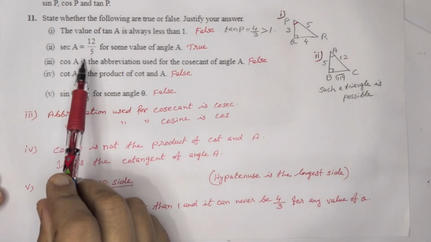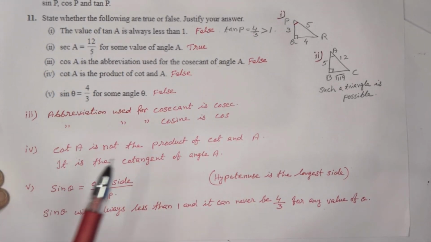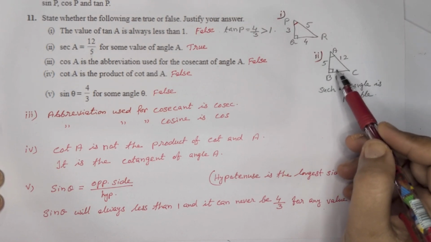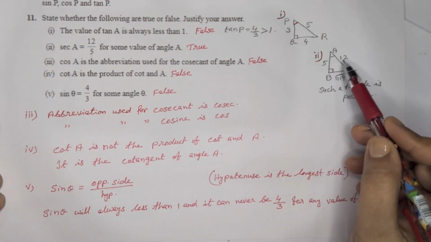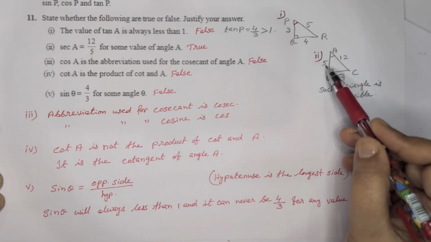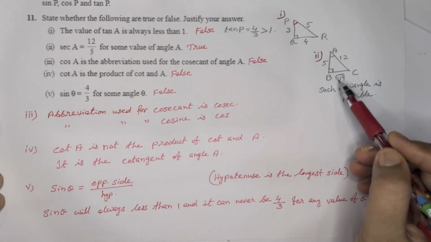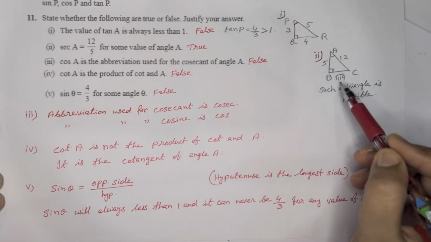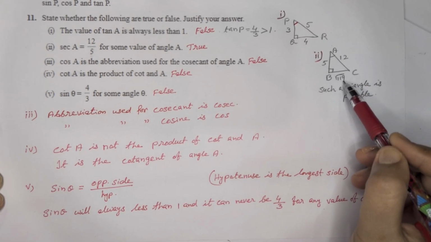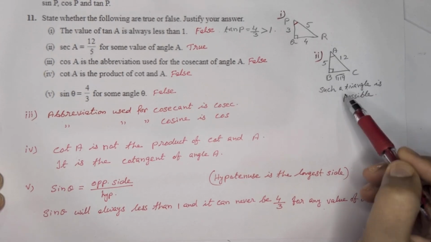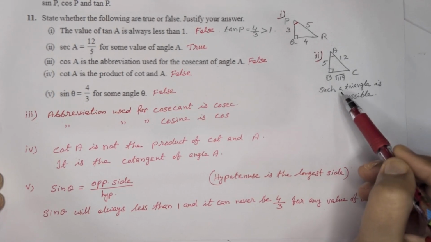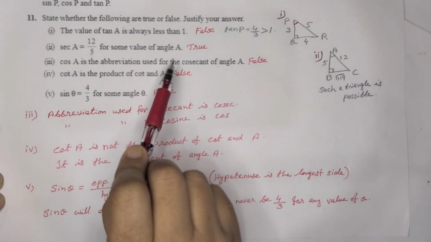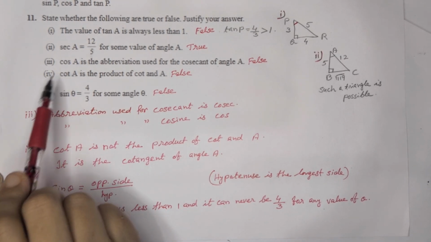Second statement, cosec A is equal to 12 by 5 for some value of angle A. That is true. In this example, triangle ABC, right angle at B, cosec means hypotenuse by opposite, 12 by 5. And when we apply Pythagoras theorem, this side we get as root of 119. 12 square minus 5 square is equal to root of 119. We will get BC as this side. Such a triangle is possible. Therefore, we can write cosec A is equal to 12 by 5 for some value of angle A. That is correct.